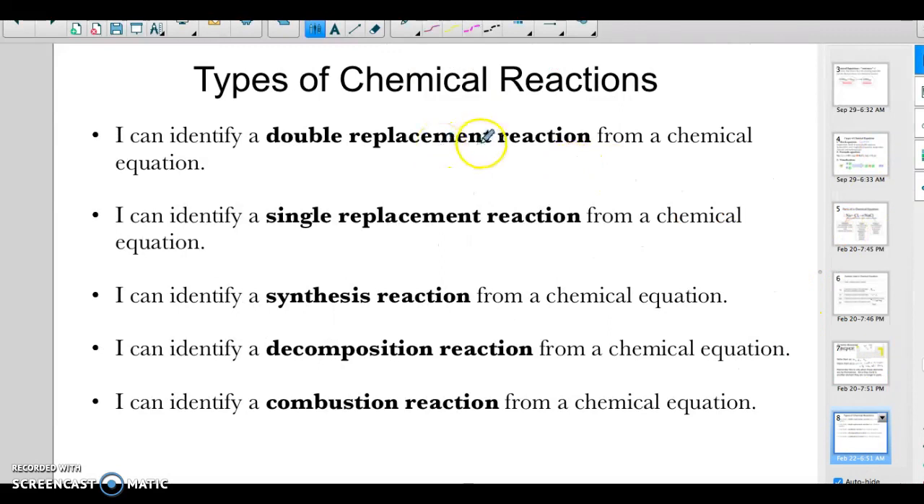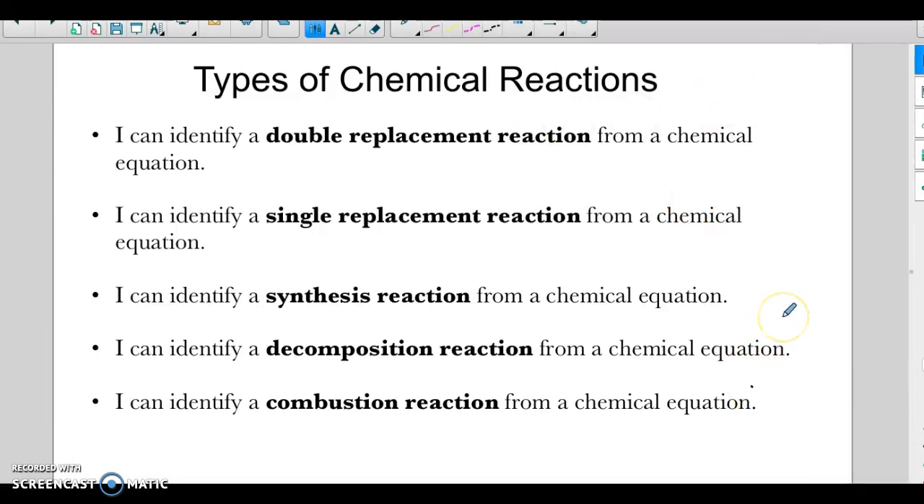So now we're going to talk about 5 types of chemical reactions. These are just common types of reactions. There's many, many more that don't fit into these categories, but we're going to see these quite a bit in the labs that we do.